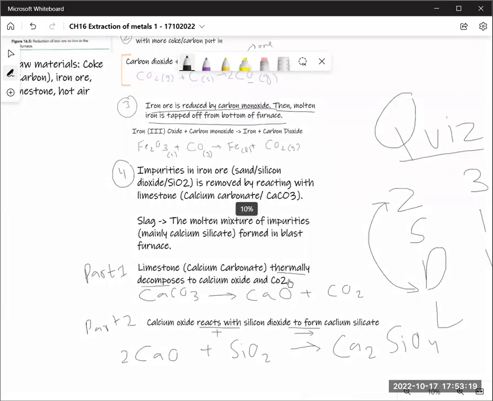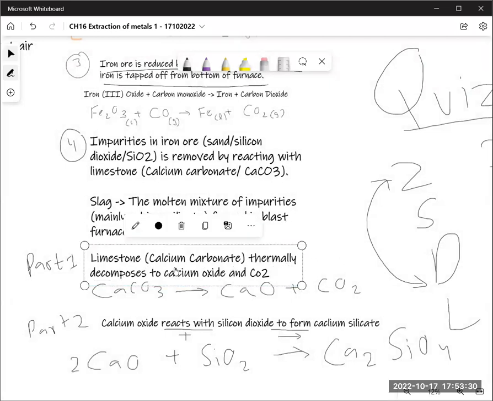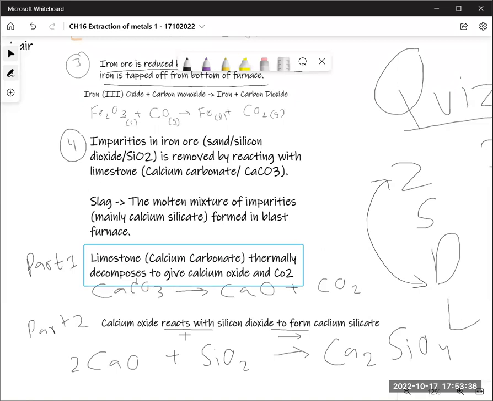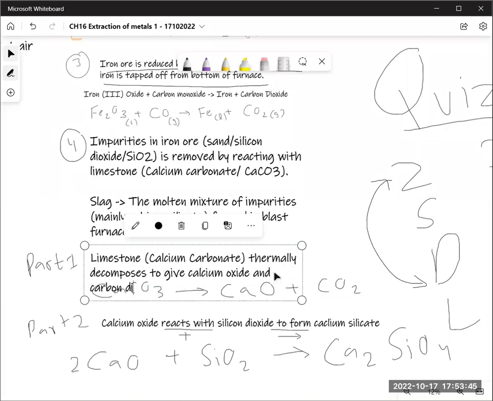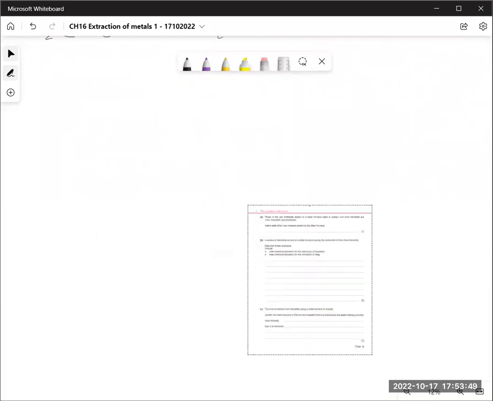So Safa, read part 1 of step 4 out loud. Limestone, calcium carbonate, thermally decomposes to give calcium oxide and CO2. CO2, just carbon dioxide. Same thing. So any questions? I hope that's clear. Let's try an actual past paper question.